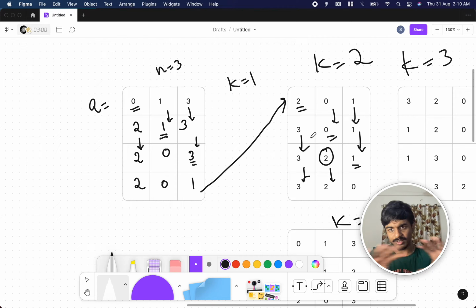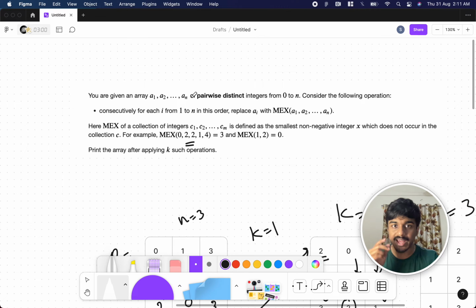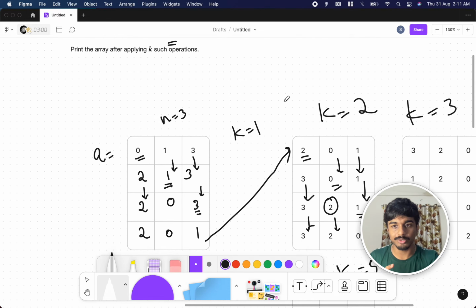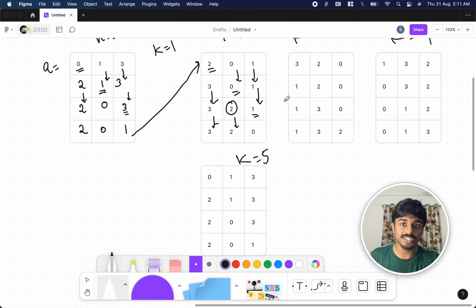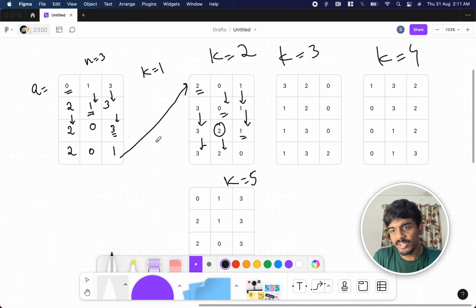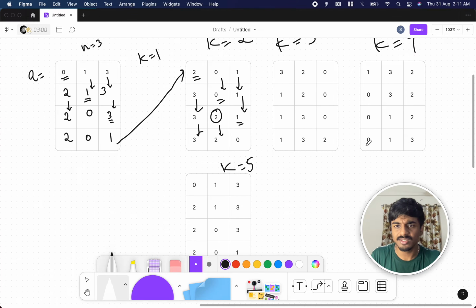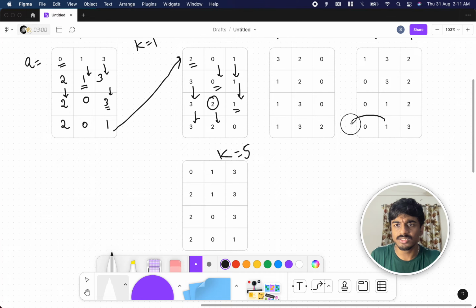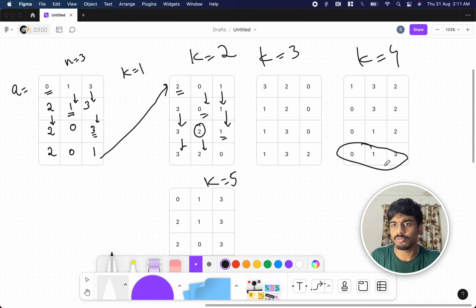So if you write it like that, you just follow the same order again and again, right? And the numbers are also pairwise distinct, and also numbers are from 0 to n. So we can be on the assumption that the integers might repeat. We don't know, but it may repeat. So what we did is we wrote the k equal to 1 scenario, 2, 3, 4, every scenario. Now what happened is we saw something like 0 1 3 in k equal to 4.